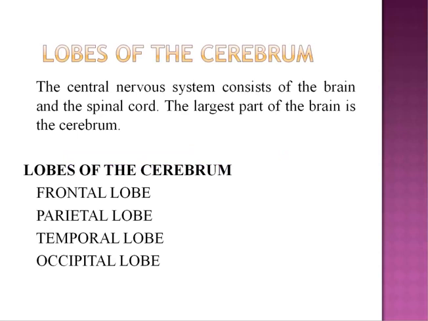The central nervous system includes the brain and the spinal cord. The largest part of the brain is the cerebrum. What are all the lobes of the cerebrum? The lobes include the following: frontal lobe, parietal lobe, temporal lobe and occipital lobe.